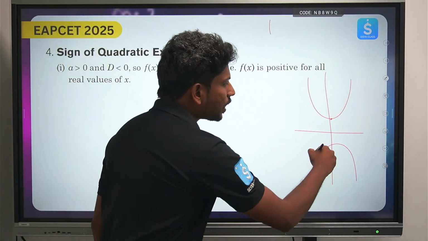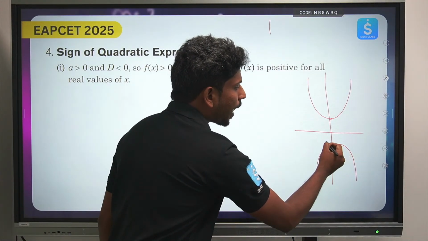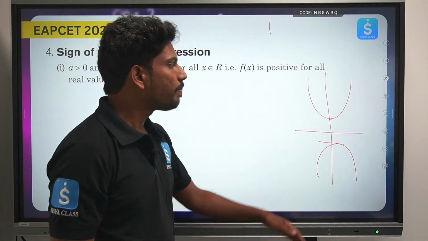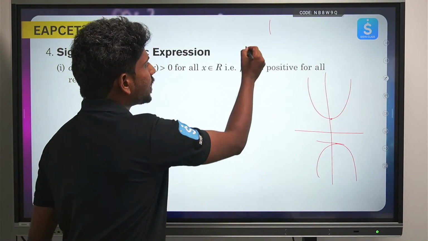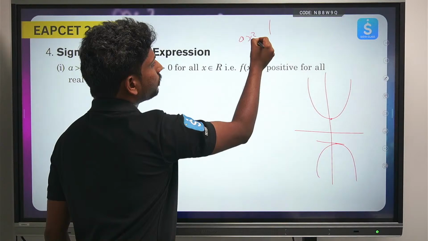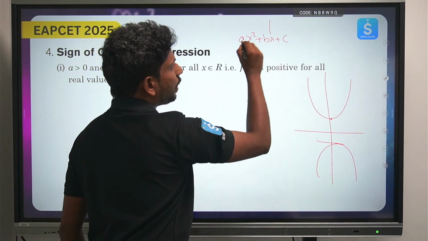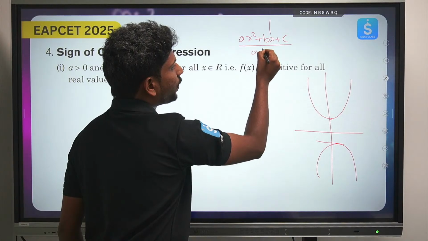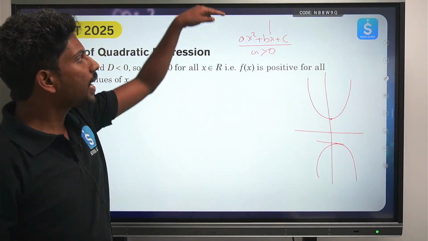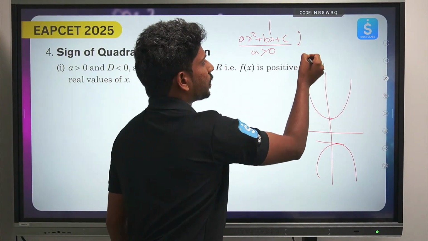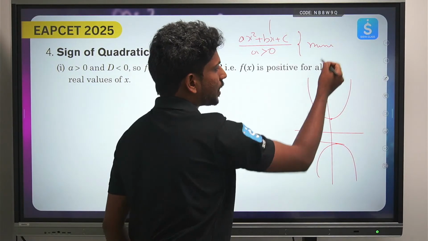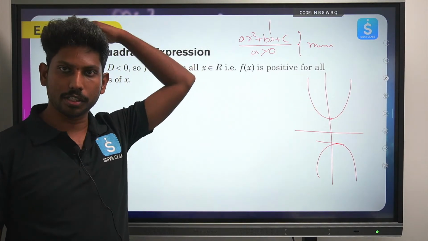Okay, when you see the concave down, that is where the maximum occurs. Whenever you have ax square plus bx plus c, if this is a parabola where a is greater than 0, such a parabola has a minimum. That means only the minimum exists. The maximum just goes to infinity.